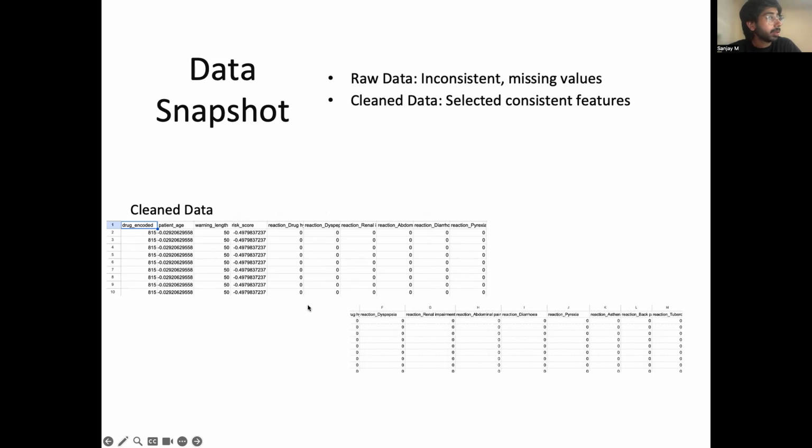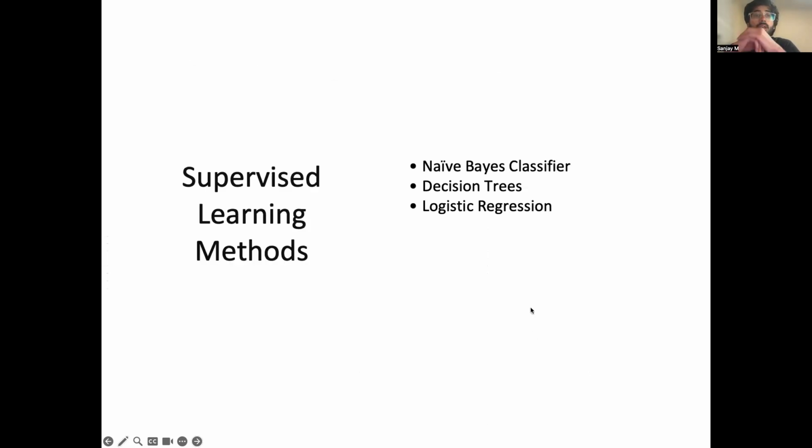So here, we encoded the data, and then we converted all the data, and then we kept only the features which are very important. As you can clearly see, we have patient age, warning length, risk score, and then all these other important features which help us to classify or predict safer drugs. We move on to the next slide, which covers the supervised learning methods that we used in this project. So we used naive Bayes classifier, decision trees, logistic regression. So each model brought its own strength, and we tested them individually, and then we compared to find which model worked well for our project.